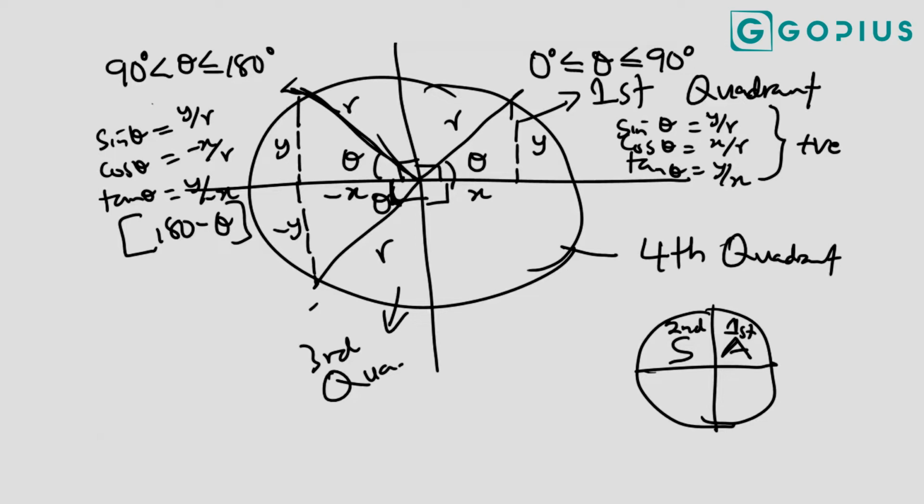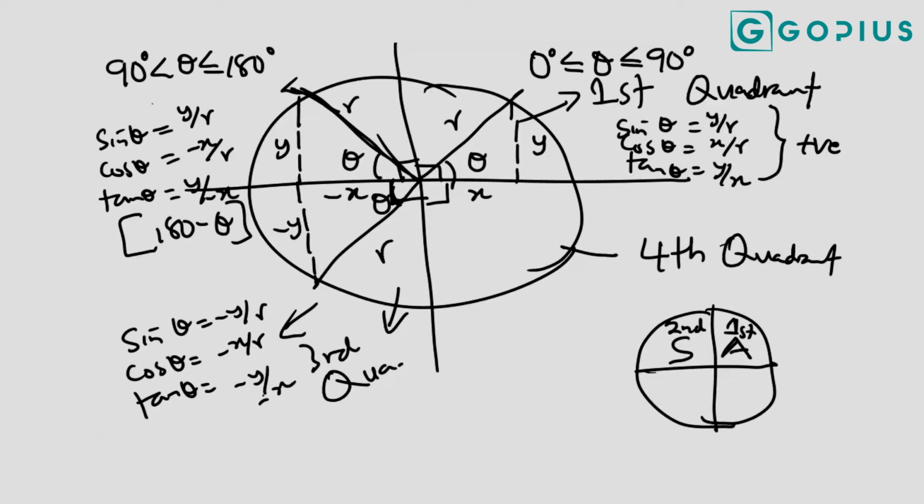So with respect to this third quadrant now, I can also talk about sine theta, cos theta, and tan theta. Sine is opposite, which is minus y, over the hypotenuse, which is r. Cos is adjacent, which is minus x, over hypotenuse r, and tan is opposite over adjacent, which is minus y over minus x. So minus minus will go, so it's the same thing as saying y over x. In the third quadrant, it is only tan that is positive.